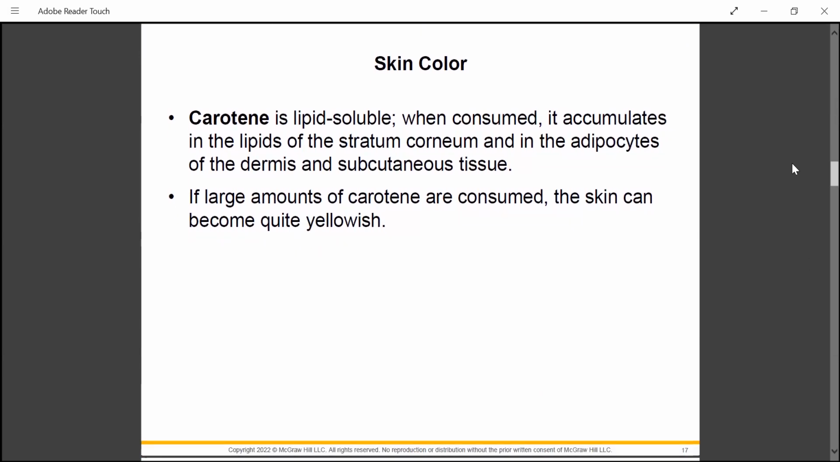All right, we said our other major pigment is carotene. So carotene is lipid soluble. So remember, lipid is a fat, so it's fat soluble. So when we eat carrots, squash, and other vegetables that have carotene in them, it's going to accumulate within our fat cells within that stratum corneum, as well as the dermis and subcutaneous tissue. So if we have a really large amount of carotene, we actually can start seeing the skin become orangish or yellowish.